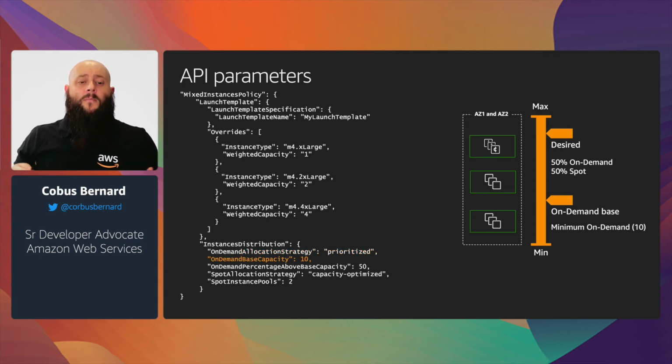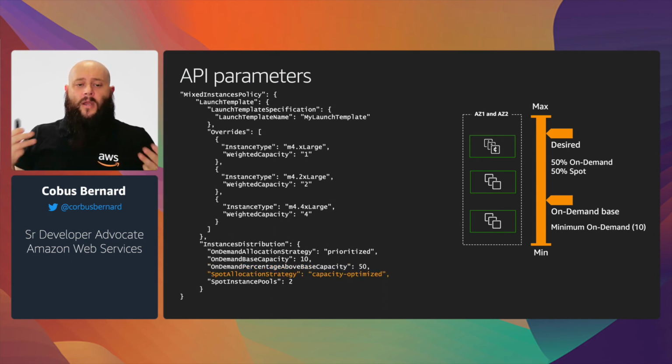You would then define the on-demand base capacity. So in this case, we say we want at least 10 of those desired instances to be on-demand. And then we specify a percentage of how we split between on-demand and spot for the rest of the capacity between the on-demand base and the desired capacity that we want. And this is how we run between the two different types of purchasing options.